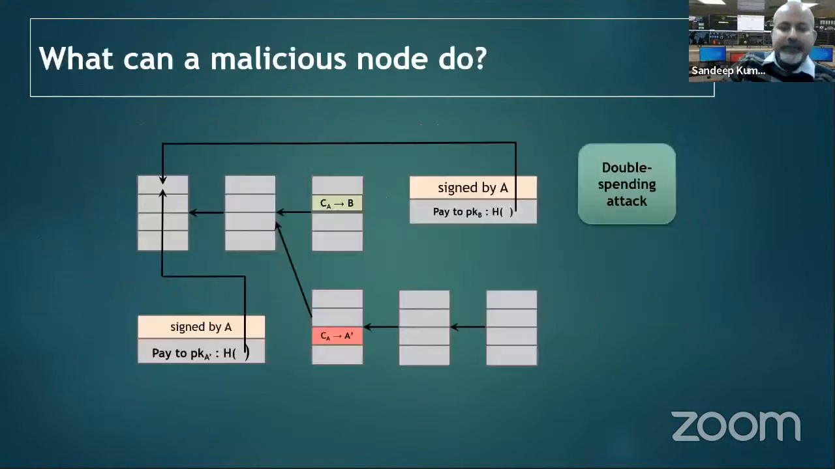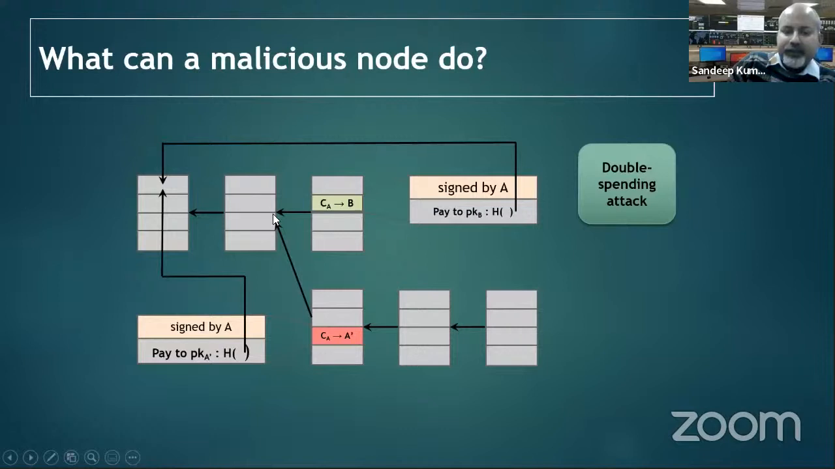But as I said, many times this is not how it works. Multiple nodes may solve the hash puzzle, and they may contain conflicting transactions in them. For example, this one says that A gives money to B, and this one says A gives the same money to A prime.